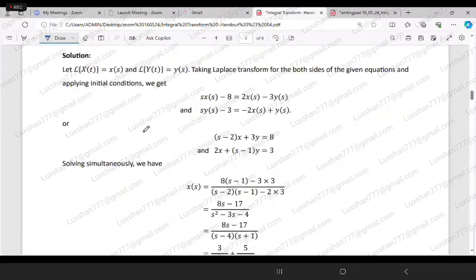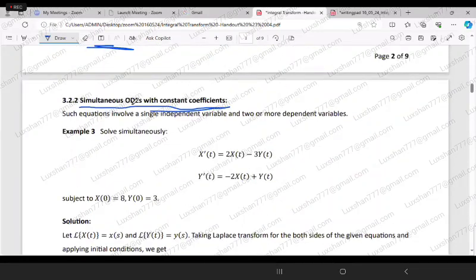Right. So now we are going to solve simultaneous ODEs. That means you have two functions, capital X(t) and capital Y(t). So we are given two differential equations together. So this is the format of the equations.